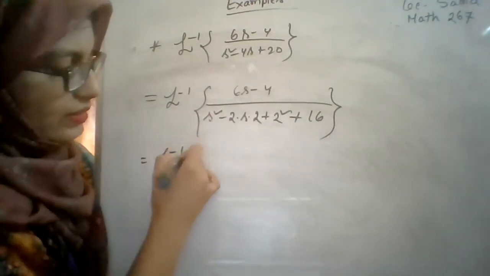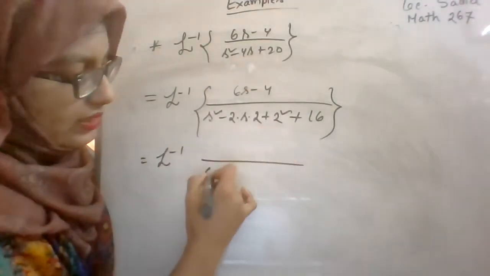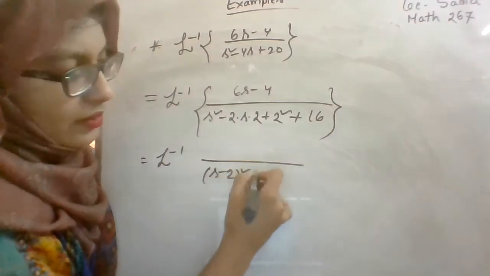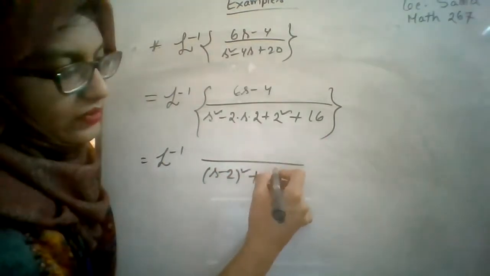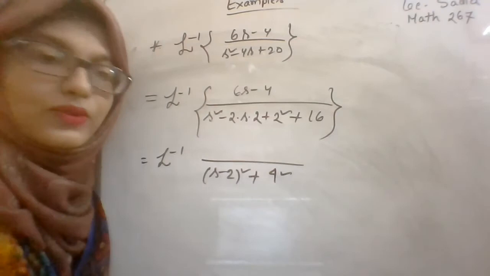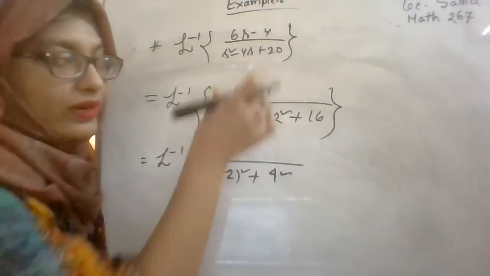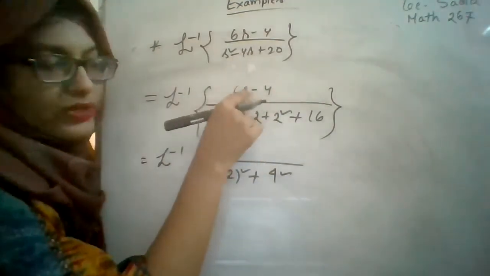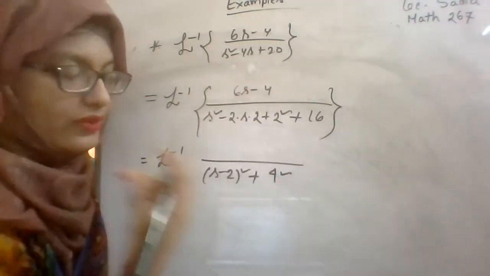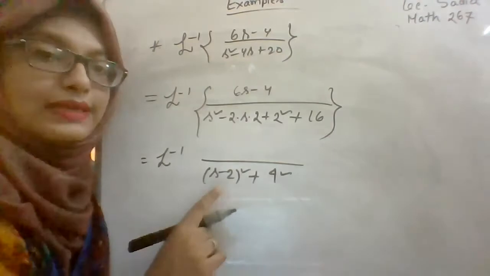The inverse Laplace transformation, here we have found that it is s minus 2 whole square plus 16. 16 can be written as 4 square. So here it is s minus 2 whole square. Now I will try to convert the numerator in the form of s minus 2, since in the denominator it is s minus 2.